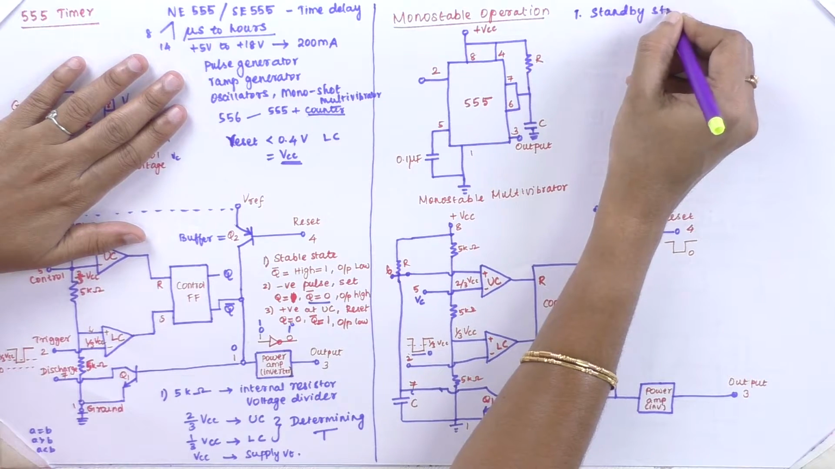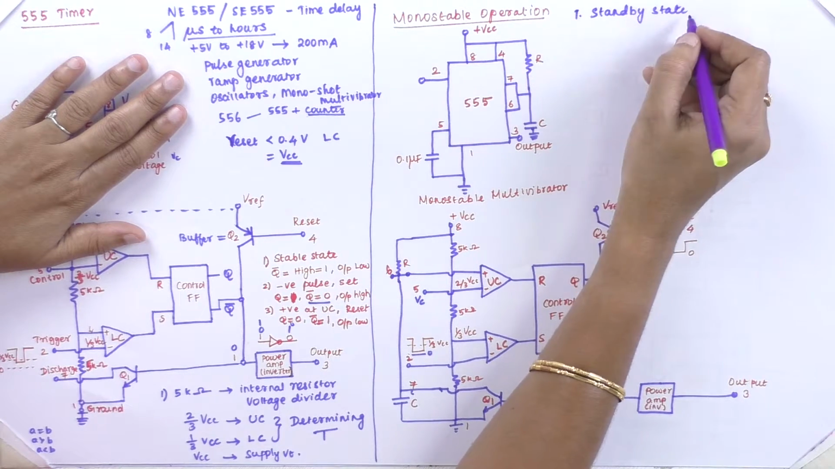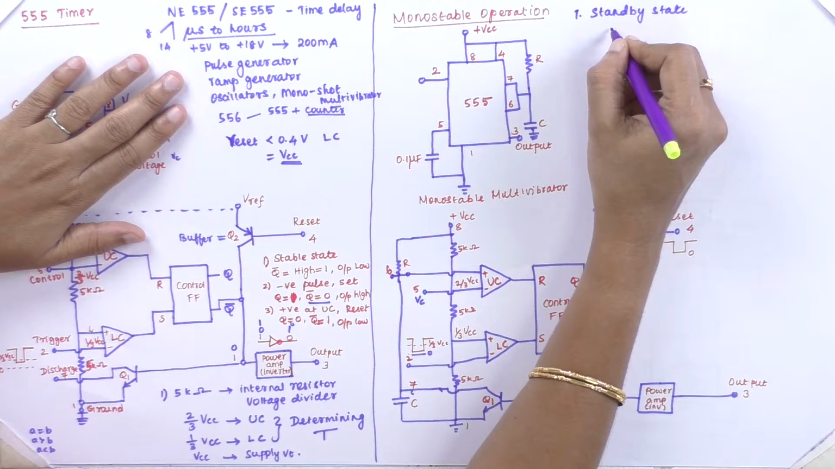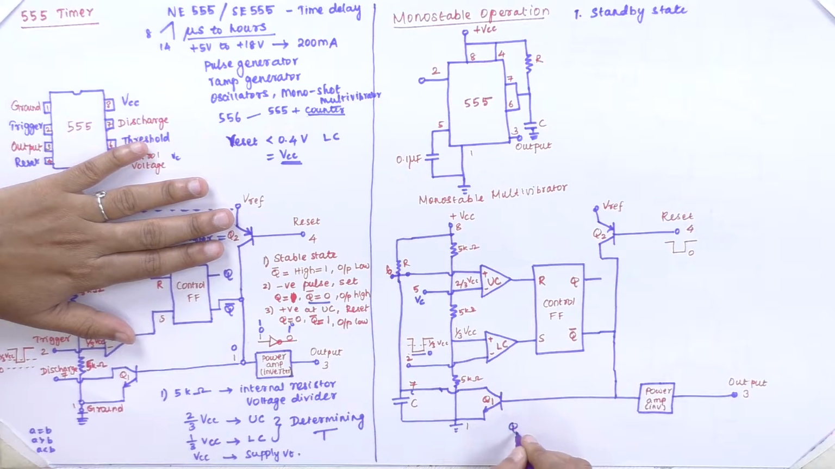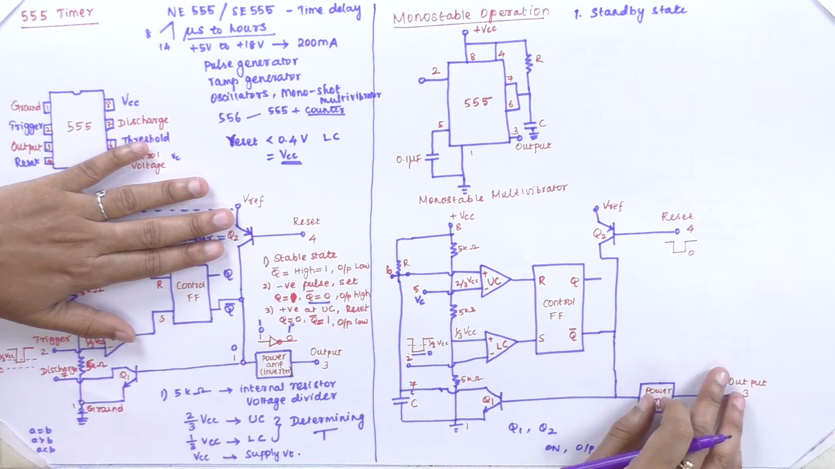So it's like a stable state. Initially in that standby state, the flip-flop Q1. So here I am going to discuss the transistors Q1 and Q2, when they will be in on condition, and how the output will be based on this power amplifier.